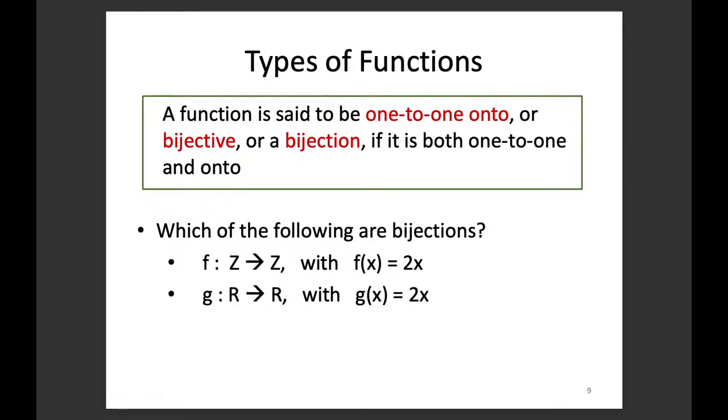Finally, we can have a function called one-to-one onto, which means that it is at the same time one-to-one and also onto. This type of function we also call a bijective function or a bijection. Bi means two directions, two sides. For instance, the function f that maps an integer into another integer with f(x) equal to 2x is obviously not a bijection because it is not onto. On the other hand, g that maps a real number to another real number with g(x) equal to 2x is a bijection.